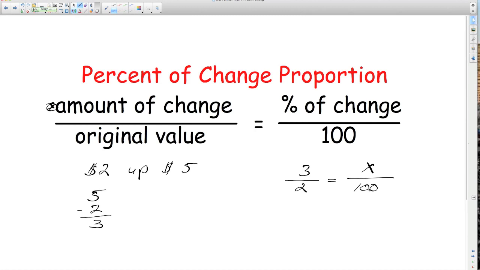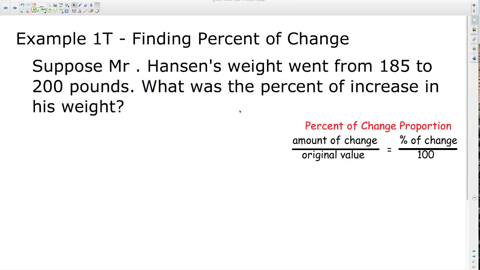Then I'd solve the proportion. 100 times 3 is 300. 2 times x is 2x. Divide each side by 2. X would be equal to a 150% increase. Okay, that's what we're going to be working with here in this lesson. In example 1, we're going to be finding the percent of change.